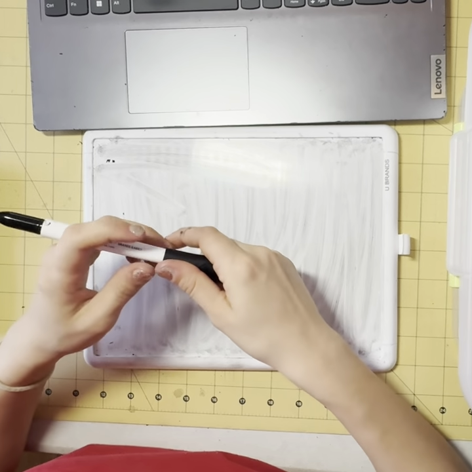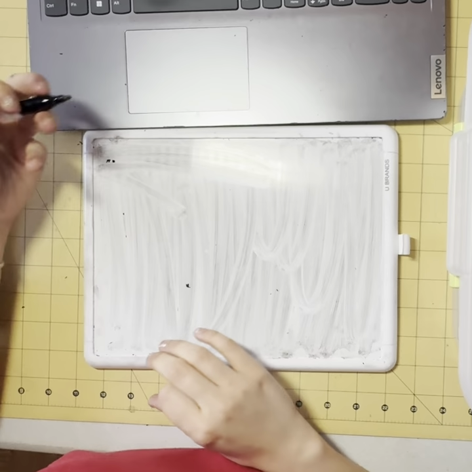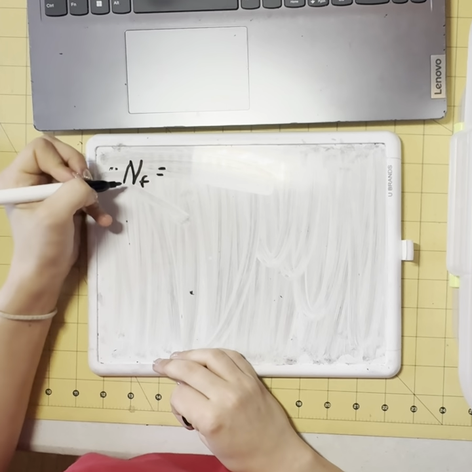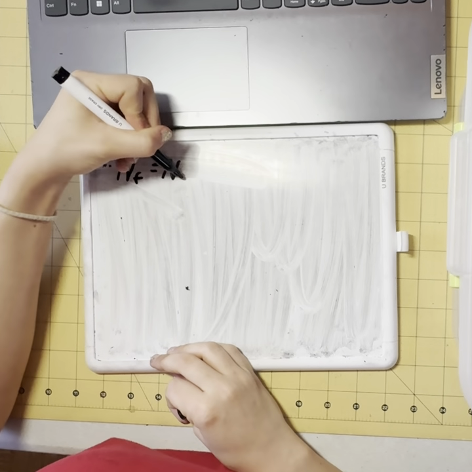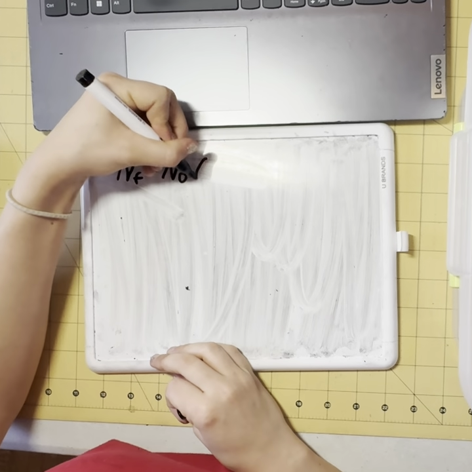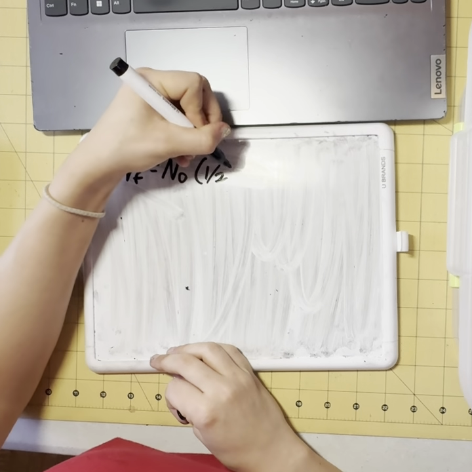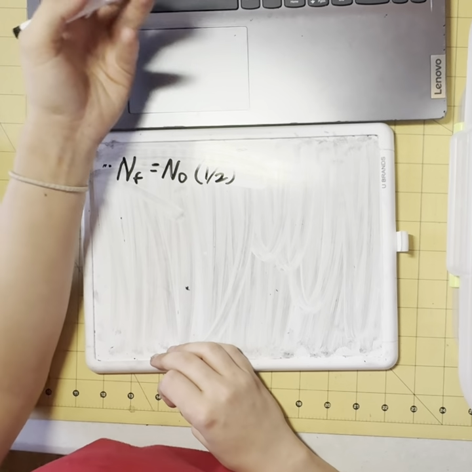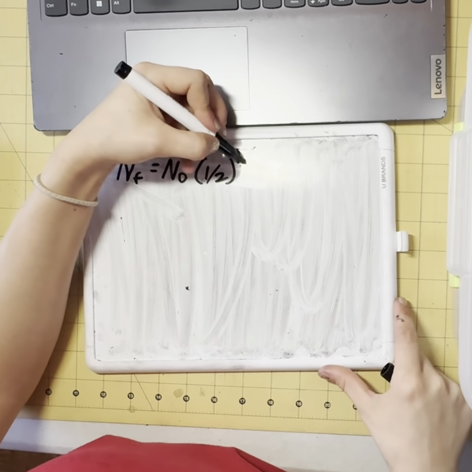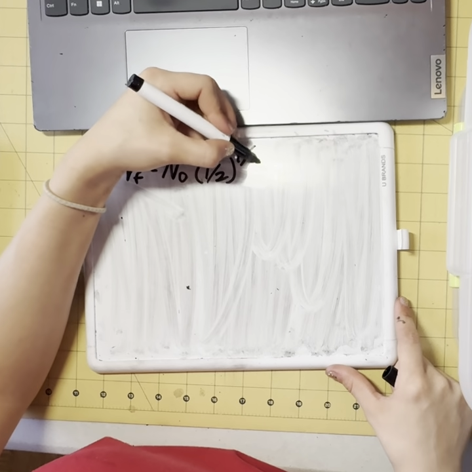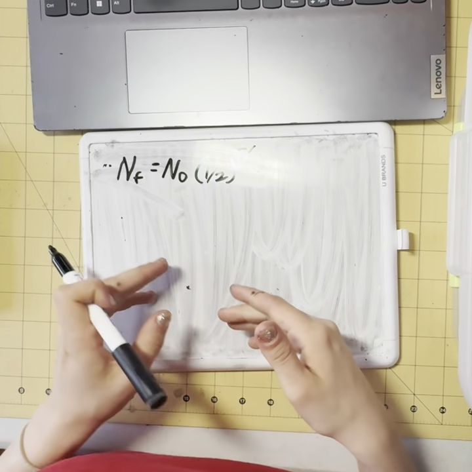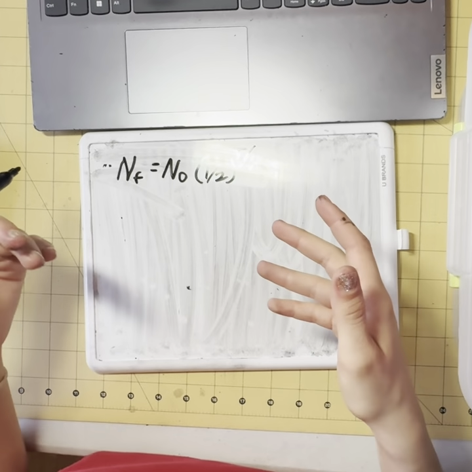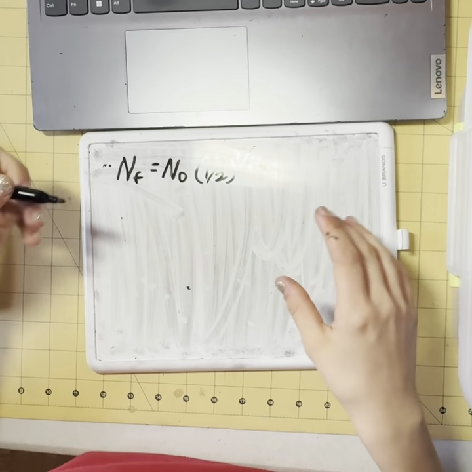So half-life can be measured based on this formula. I'm going to mark it as NF, which is going to represent your final value, NO, which is going to represent your initial value, times 1/2 to the power of T, which is the time that you've observed it, divided by H, which is going to represent the half-life, or how long it takes for half of this substance to disappear, I guess.